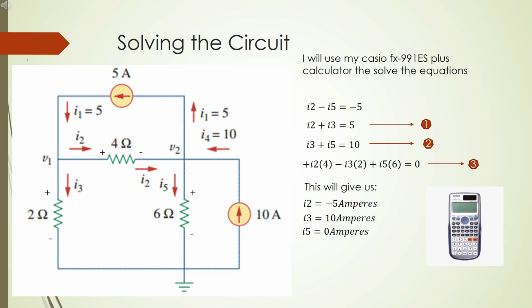Now let us solve the equations. To do this I will be using my Casio scientific calculator under equation mode. After solving, we obtained I2 to be -5 amperes, I3 to be 10 amperes, and I5 to be 0 amperes. The result of I2 being -5 amperes denotes that the assumed current direction is opposite to the actual current.